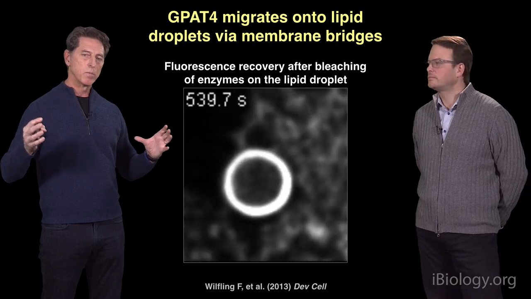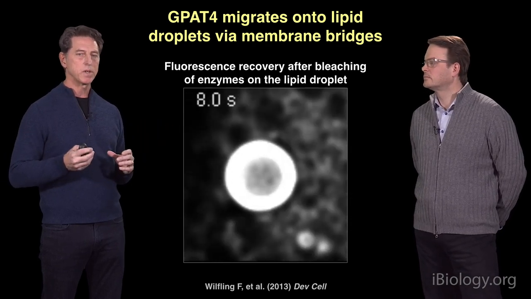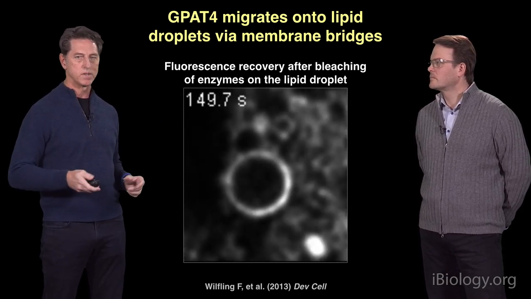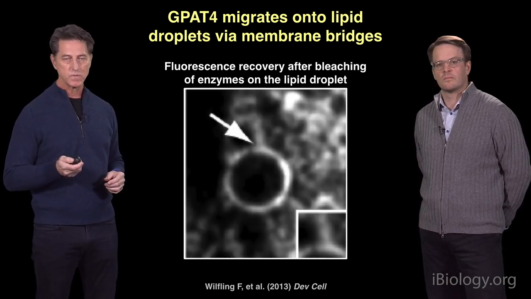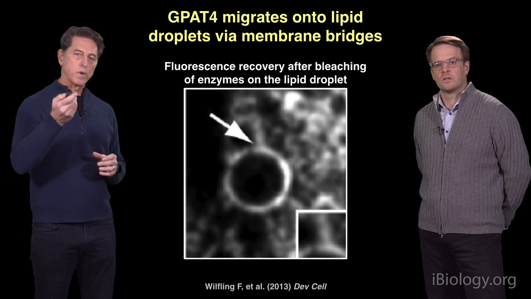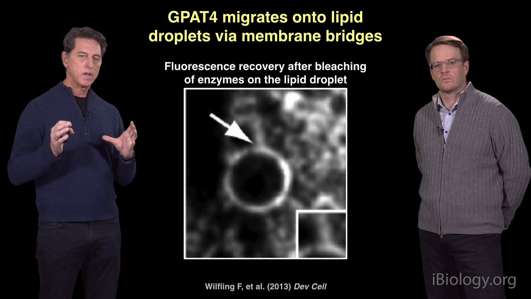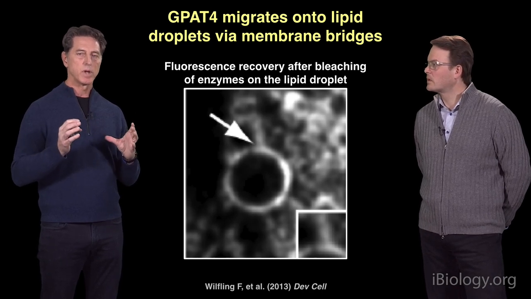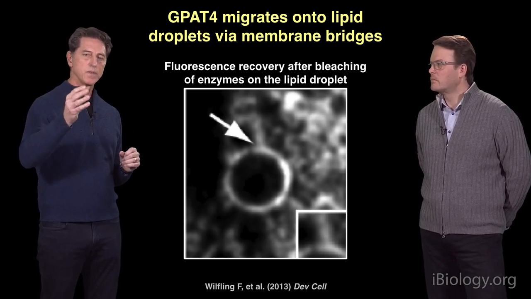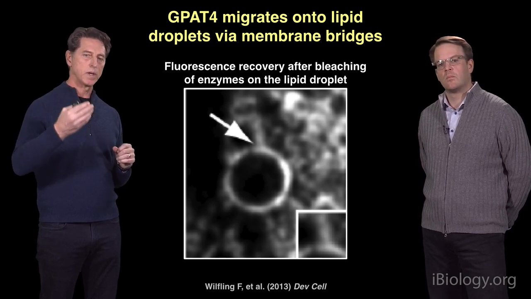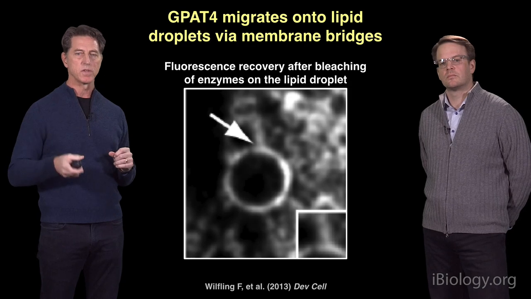And that GPAT4, we believe, is coming from the endoplasmic reticulum. So how does GPAT4 get from the endoplasmic reticulum onto the lipid droplet surface? And so we think that this happens via the presence of ER to lipid droplet membrane bridges. This is fluorescent signal again, and the arrow is pointing to a potential bridge between the endoplasmic reticulum and the surface of this lipid droplet.